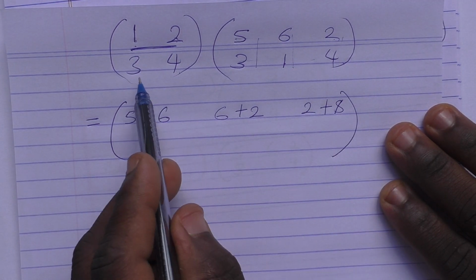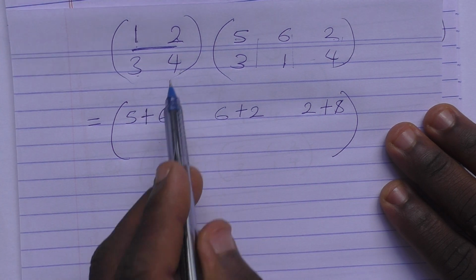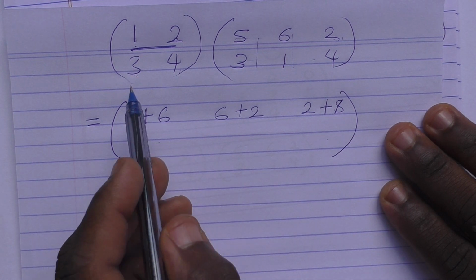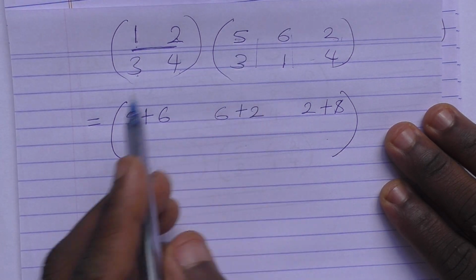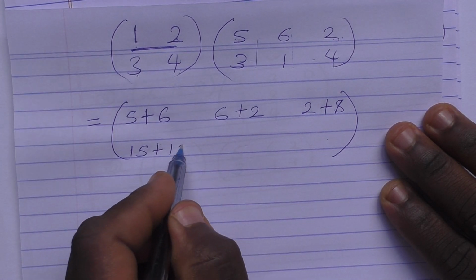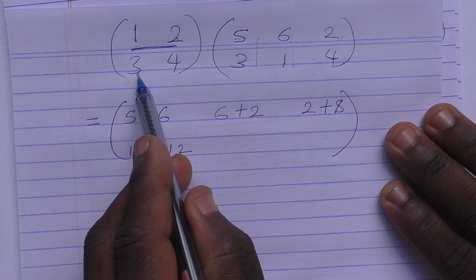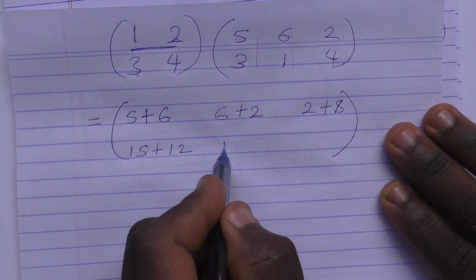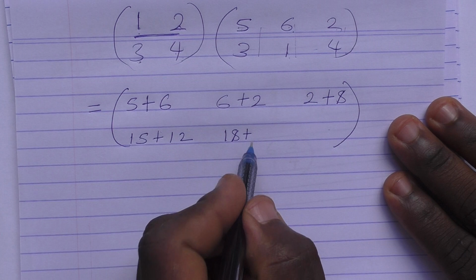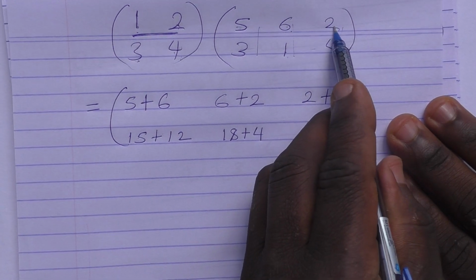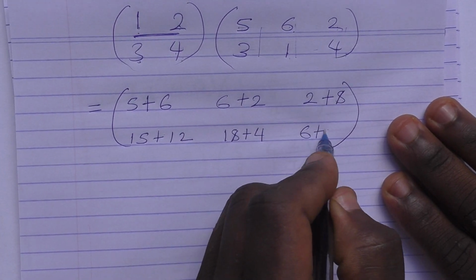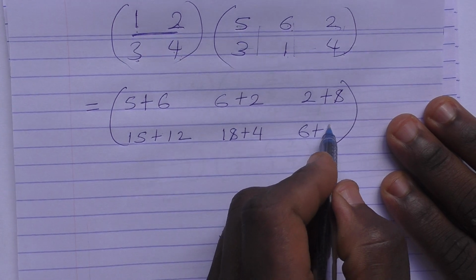Then after, we are coming to the second row, which will give us the down elements or the lower elements. So that is 3 times 5, giving us 15, plus 4 times 3, giving us 12. Then here it will be 3 times 6, giving us 18, plus 4 times 1, giving us 4. Then lastly, we are multiplying by the last column now. 3 times 2, 6, plus 4 times 4, 16.